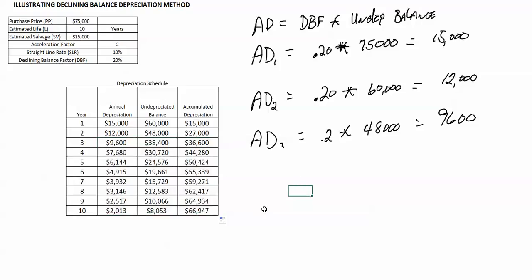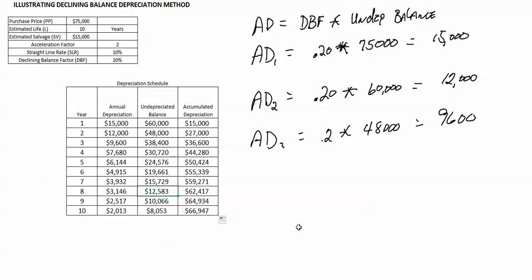Most references will illustrate to you that you should not depreciate this item beyond its salvage value. But if you'll notice, the undepreciated balance in year 7 right here falls almost to the salvage value, and in year number 8 it actually falls below the salvage value. Now, you remember on the straight line method, at the end of the 10th year, you had the salvage value. But you see, in the declining balance, we actually dropped through that salvage value right here in year number 8. The undepreciated balance drops underneath salvage.